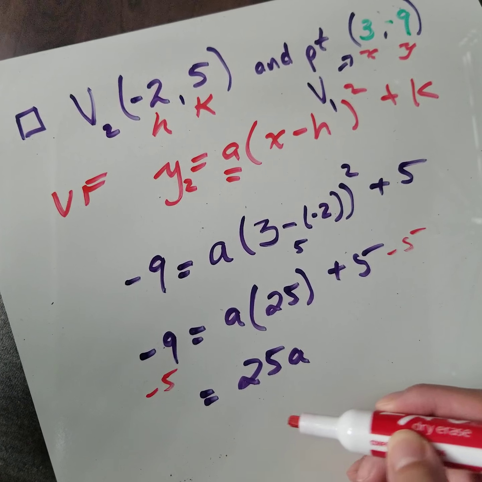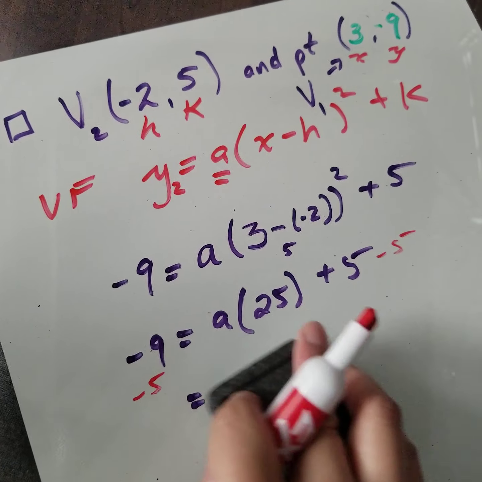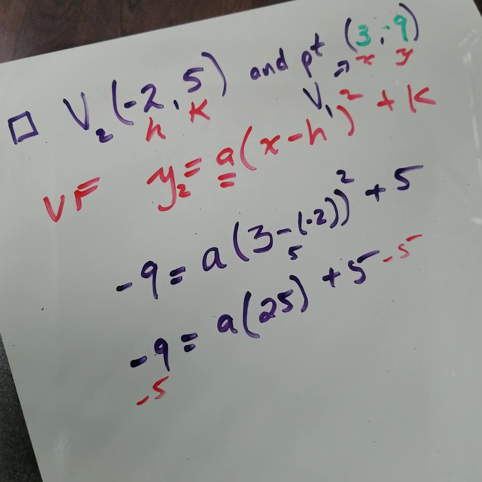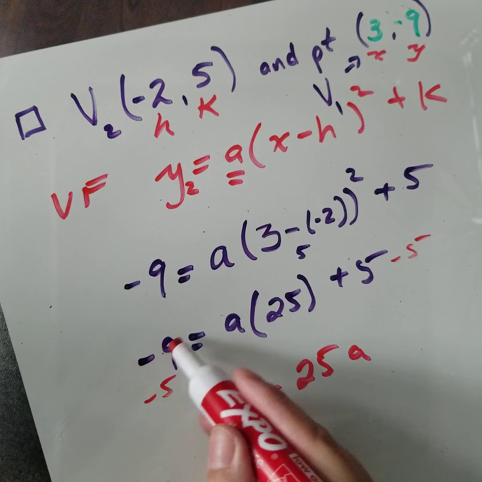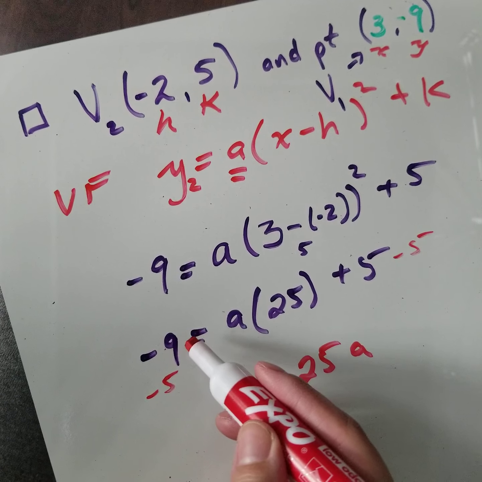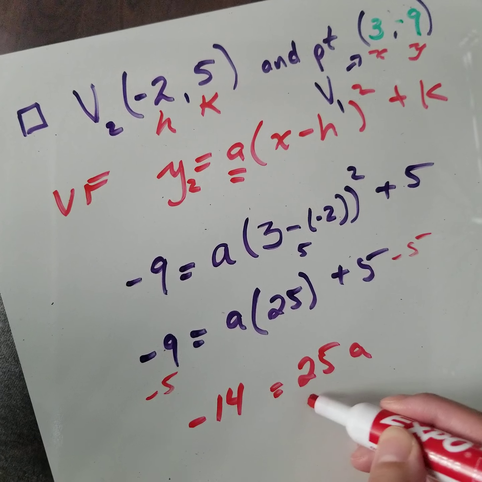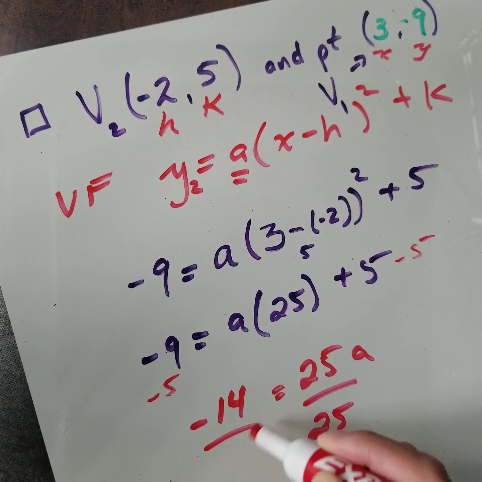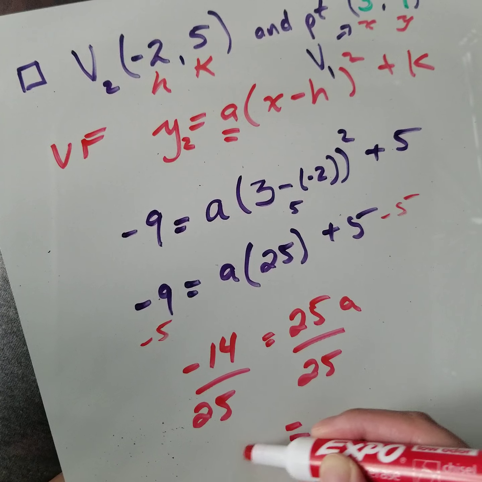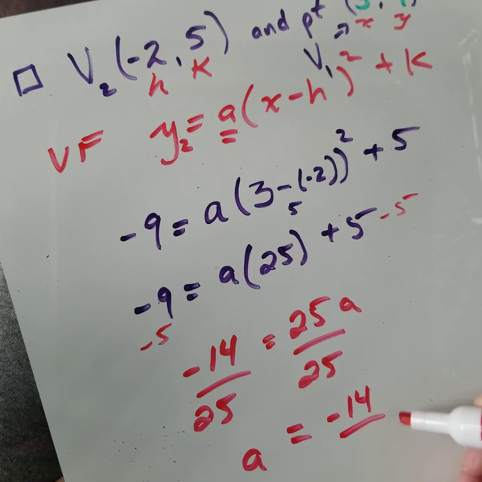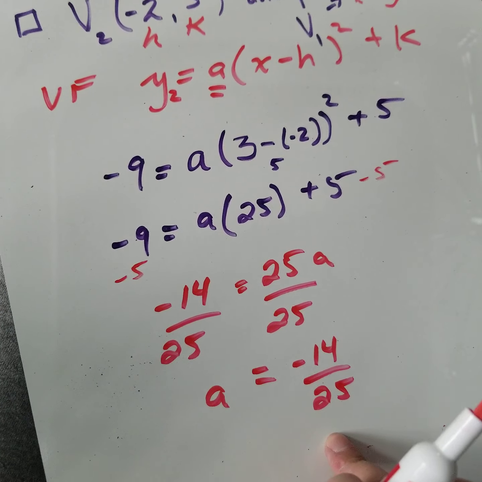And I'm going to have, let's rewrite this line. On the right side, this is 25a. And then -5 minus 9. This is going to give me -14. And then I'm going to divide both sides by 25. And then I'm going to have an a value that's equal to -14 over 25. If this is reducible, then please reduce. In this case, it's not.